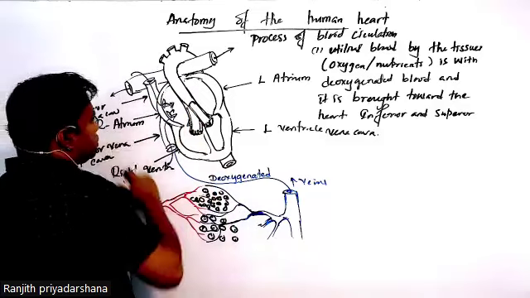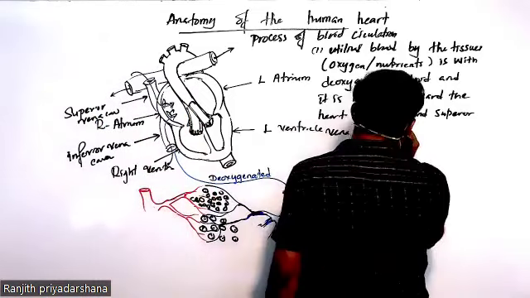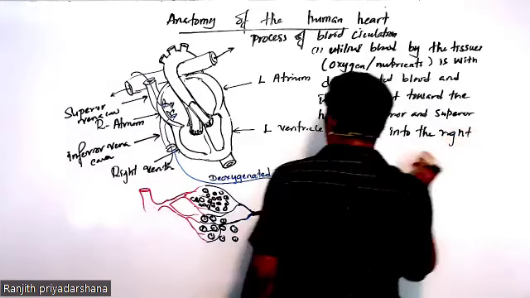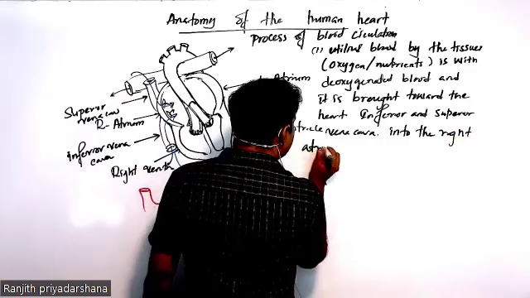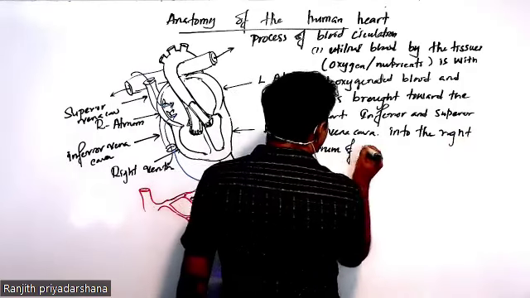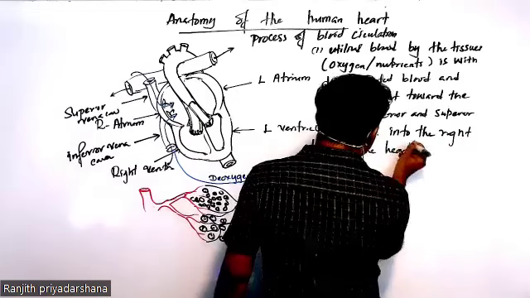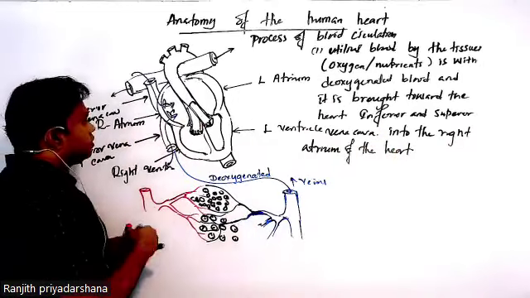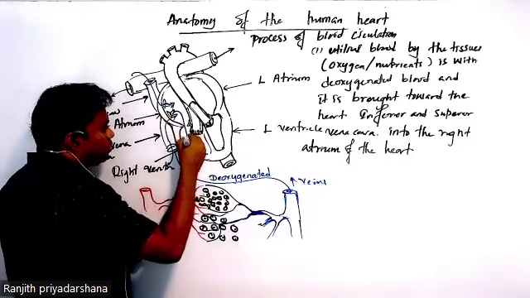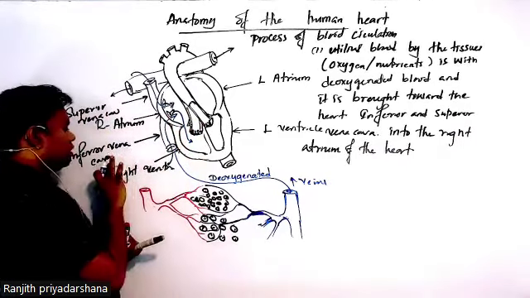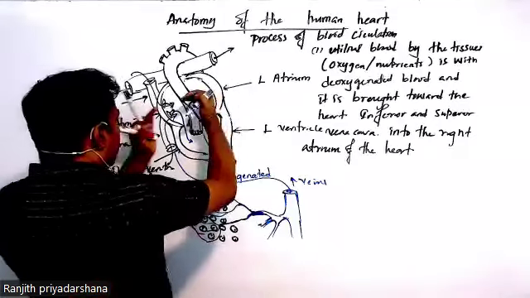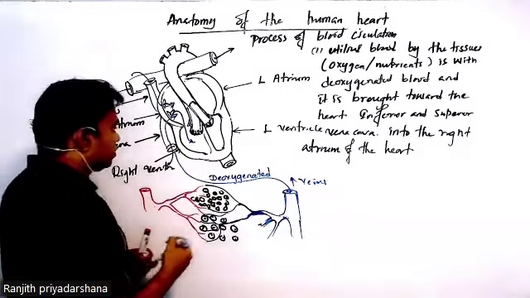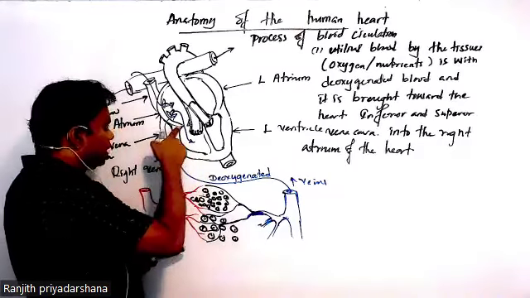Into the right atrium of the heart. Then the deoxygenated blood is transferred to the right ventricle with the contraction of these atria through the tricuspid valve.